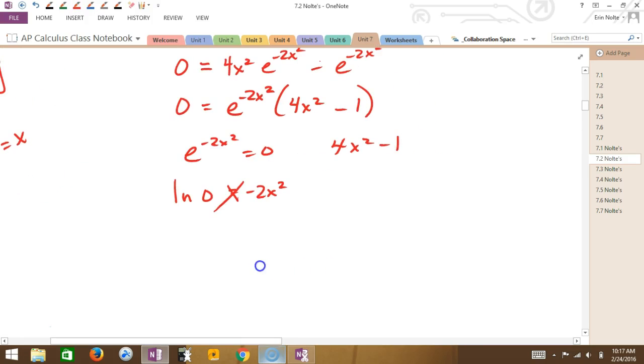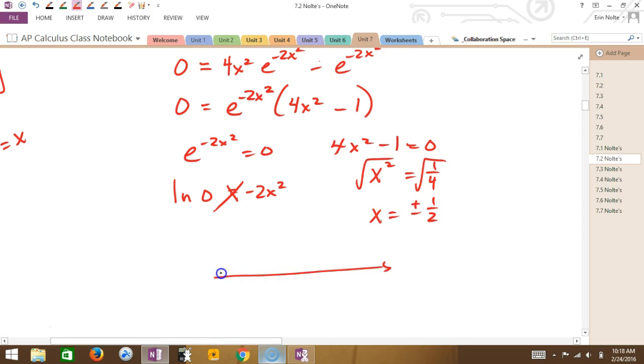So over here on this side, we can get a solution from this one if we add 1 and divide by 4. And then, yeah, square root. So plus or minus 1/2. Everybody good on that equation? Okay, so then I have to do my number line, and my positive and negativeness.